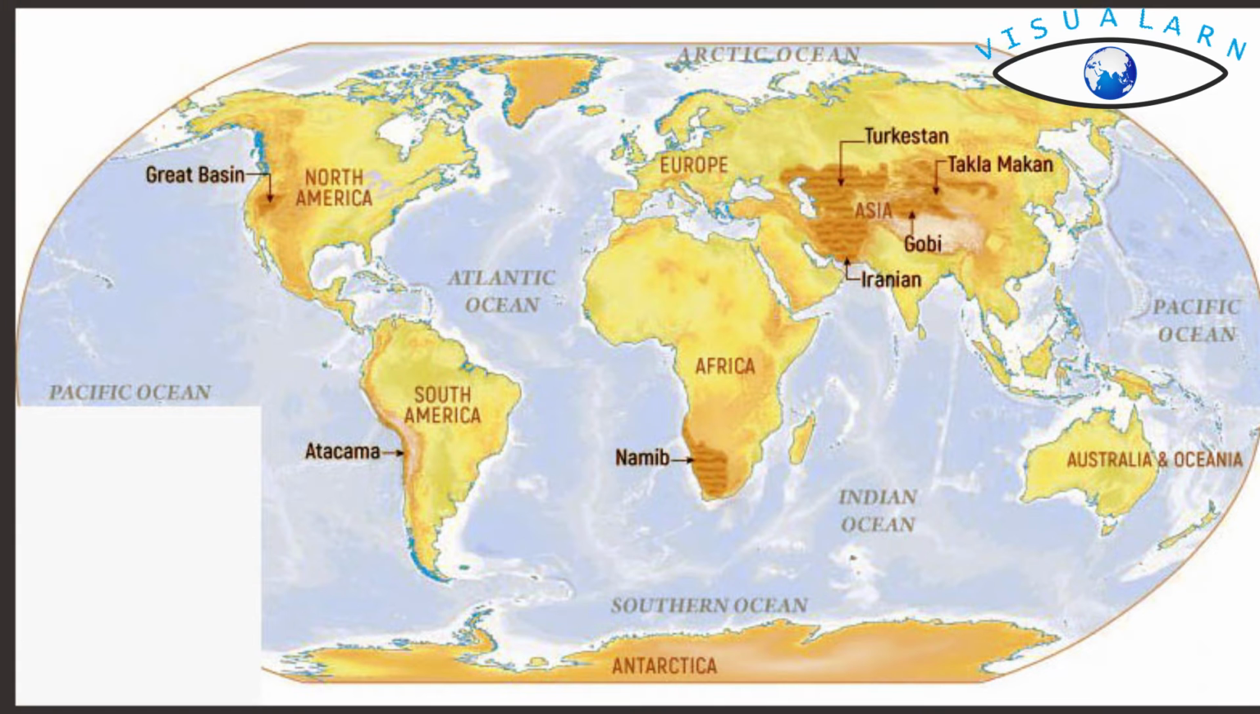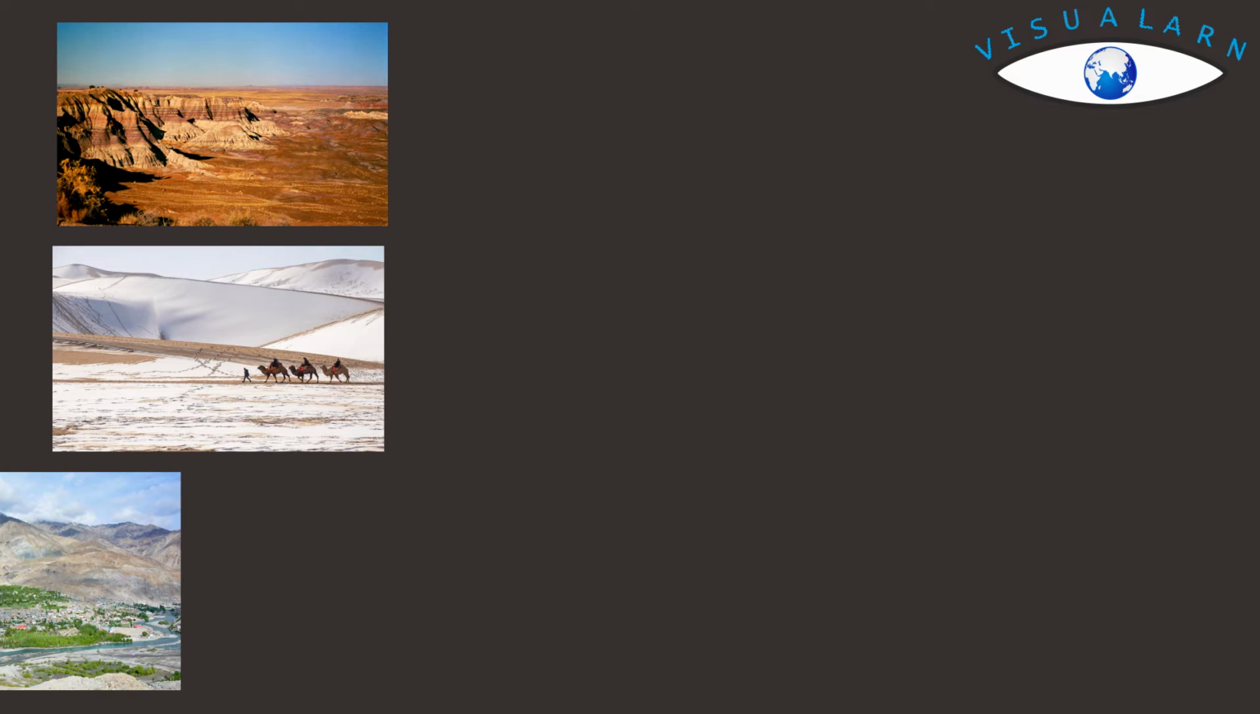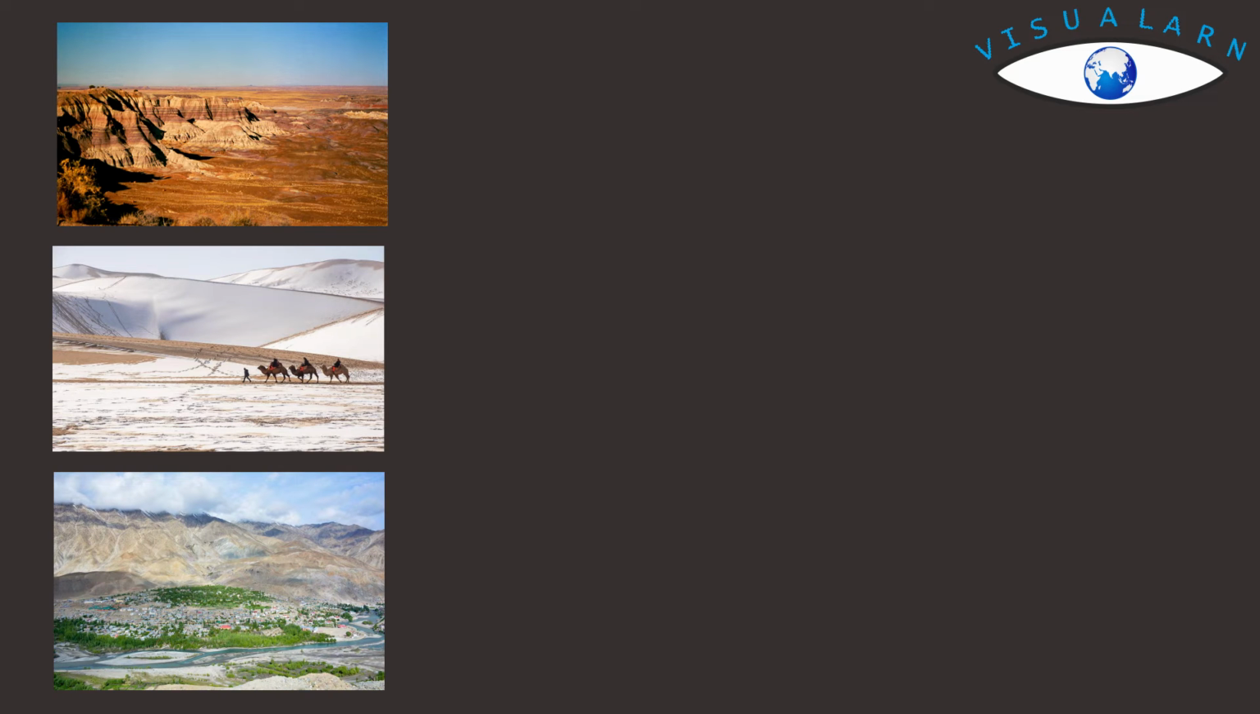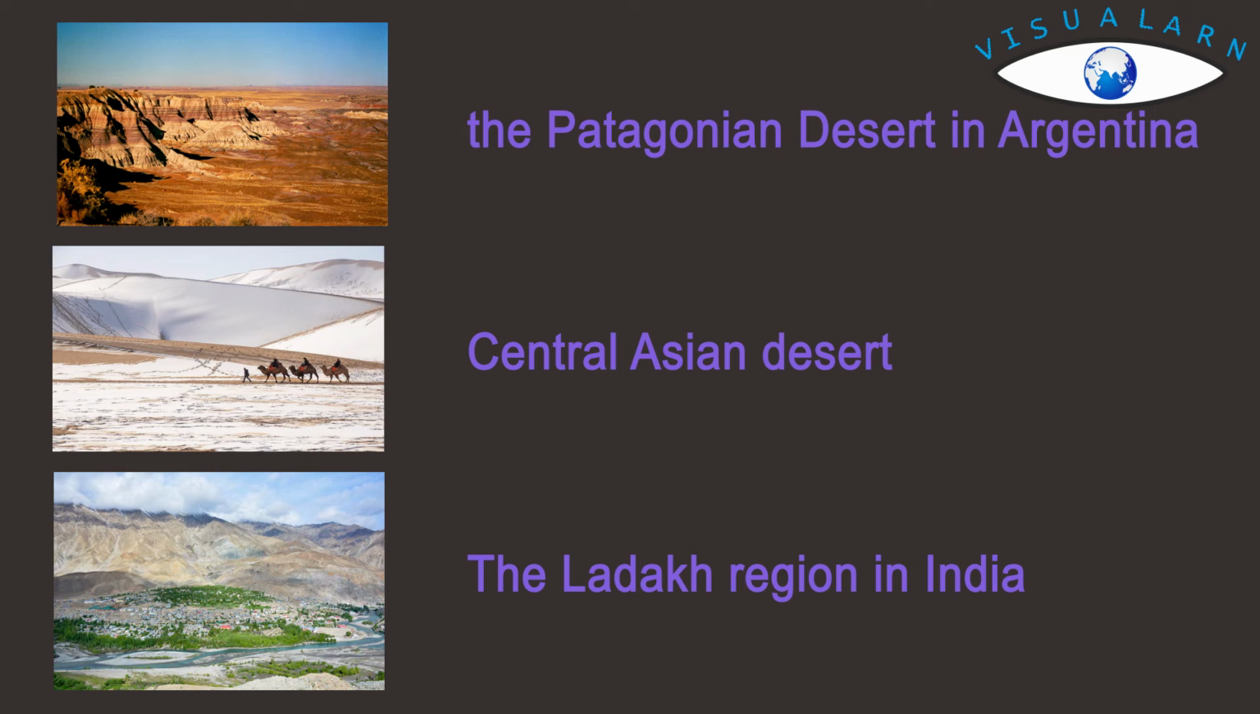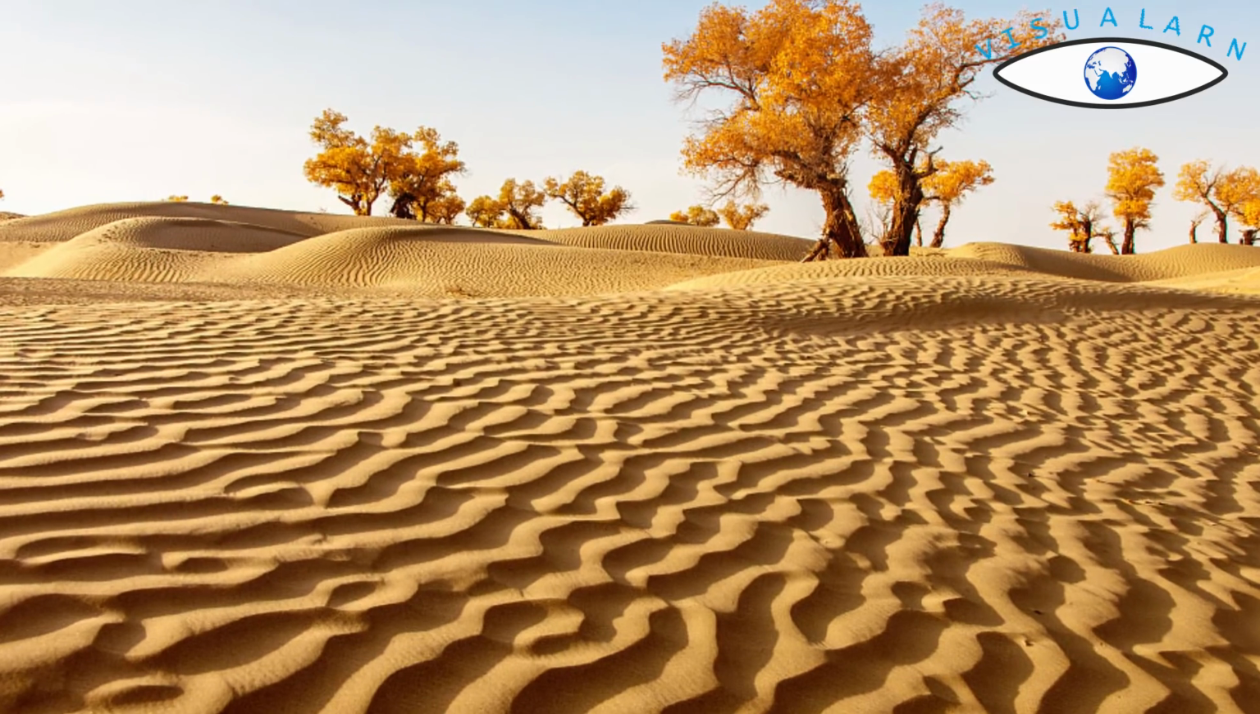An example of this is the Patagonian desert in Argentina, bounded by the Andes to its west. In case of Central Asia, mountains restrict precipitation from the monsoon. The Ladakh region and the city of Leh in Great Himalaya in India also have a cold desert.